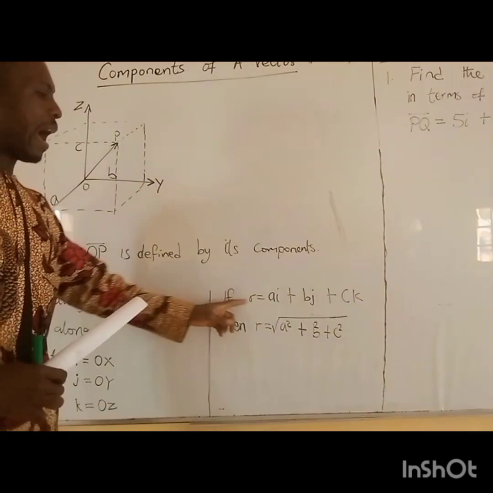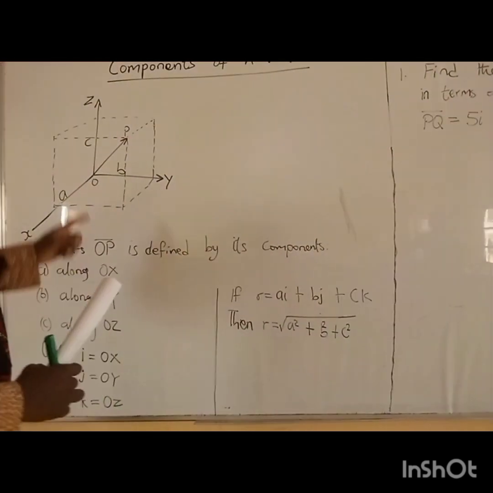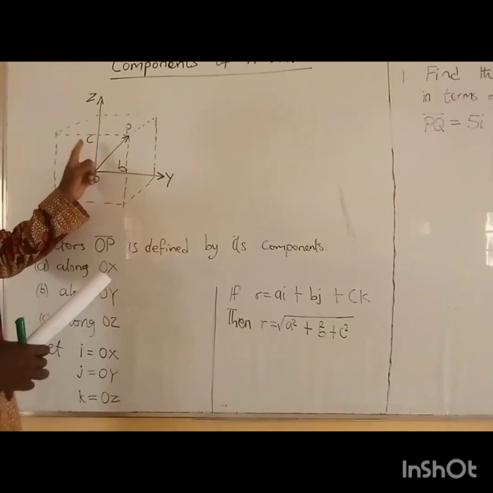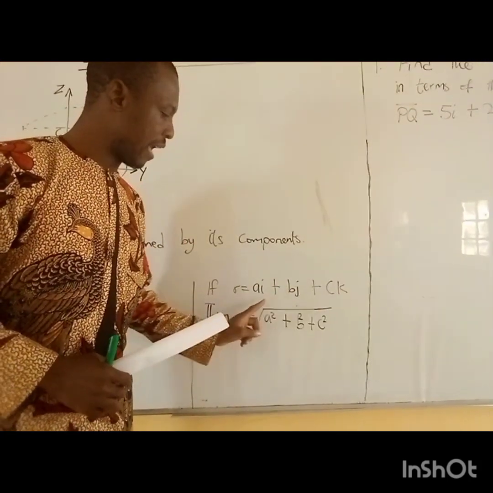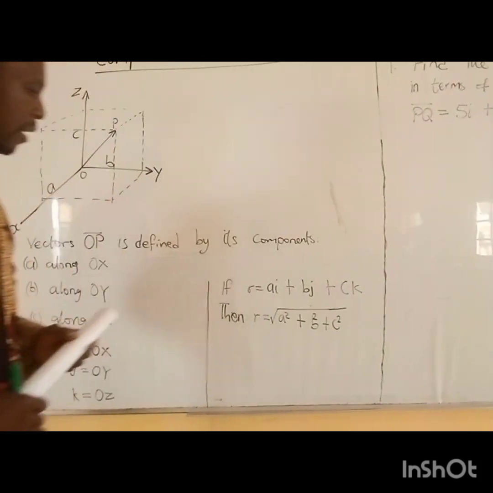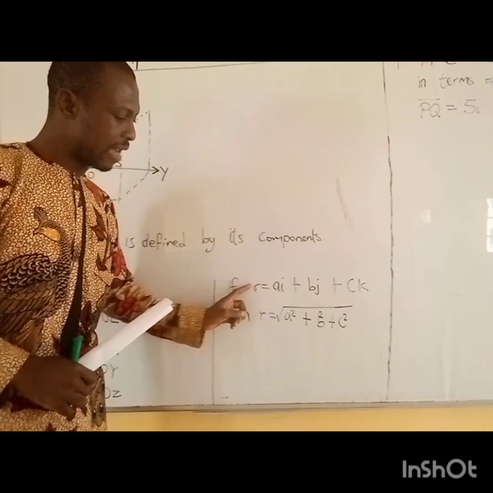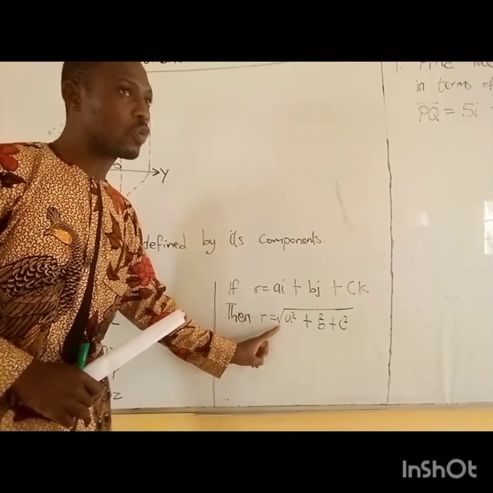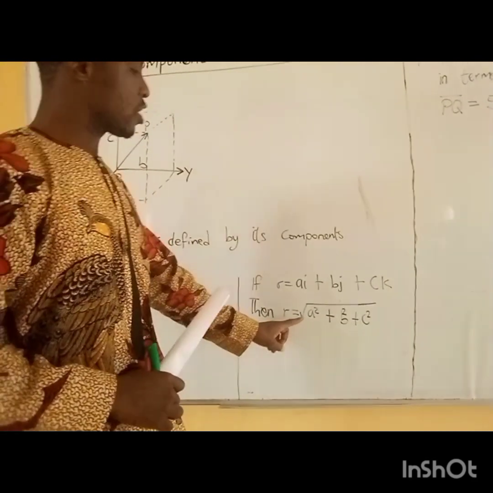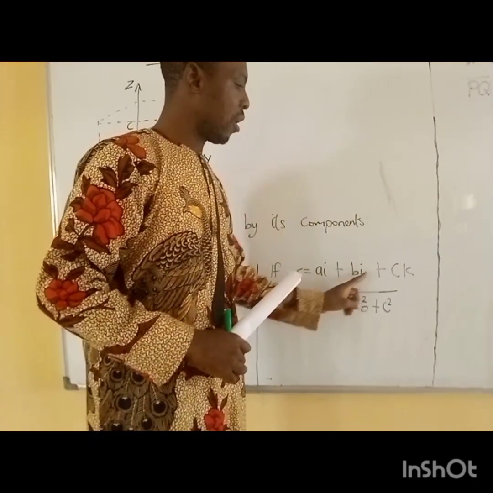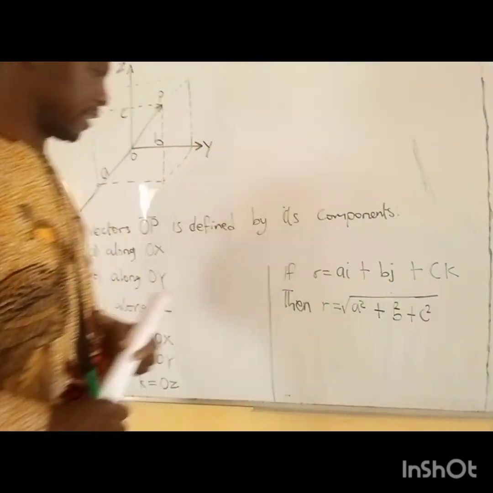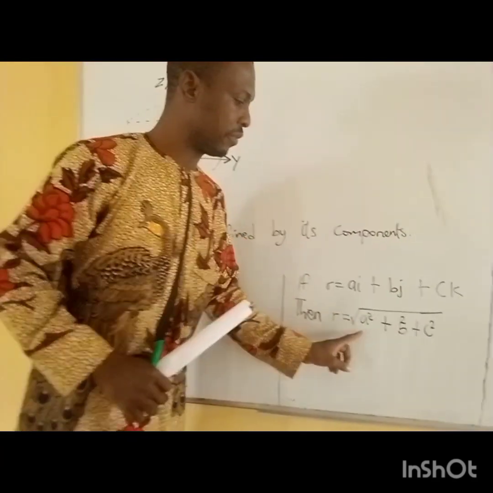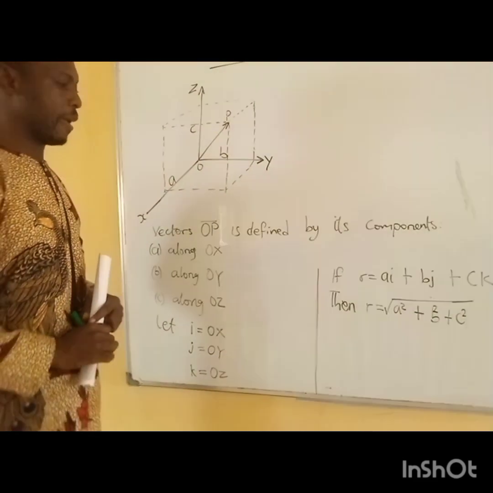Now, if R is equal to A, B, C accompanied with each of the i, j, k, then to get this magnitude R, you take the square root of the sum of the squares of each of this A, B, and C. That's the meaning of this formula here.